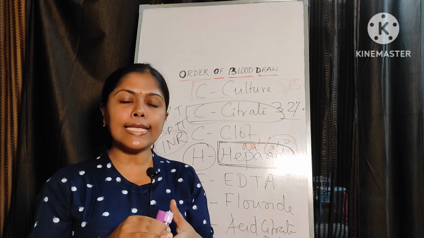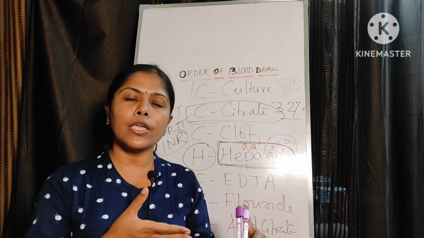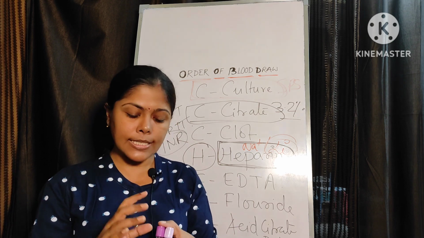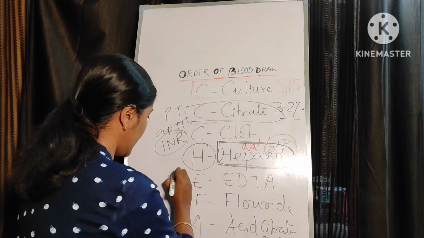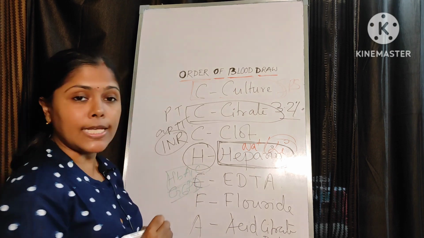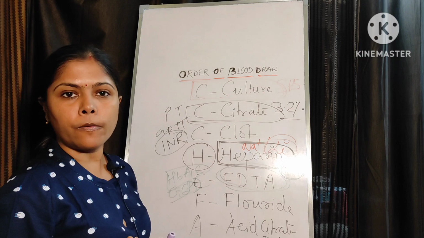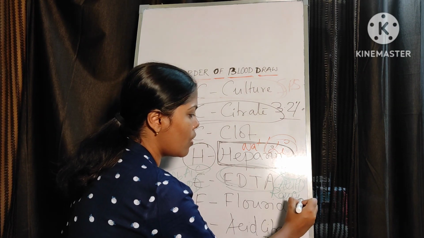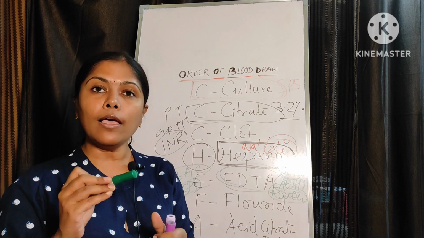Now this EDTA is used most commonly in the hematological lab for the complete blood count, and for routine hematological tests, but it is important in the biochemical lab also. This EDTA vial is used for estimation of HbA1c, that is glycated hemoglobin. It is used for the quantification of glucose 6-phosphate dehydrogenase enzyme, for the estimation of parathyroid hormone, for the quantification of ACTH hormone, and also for the estimation of plasma renin activity. So all the blood samples for this type of biochemical test should be collected in the EDTA vial.